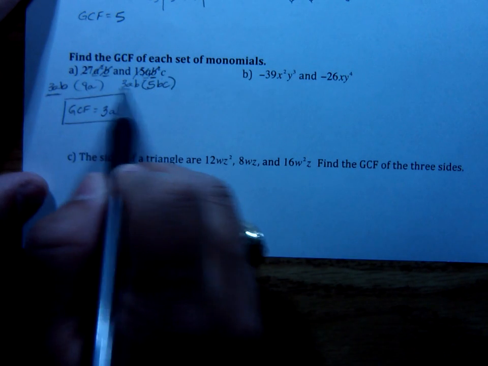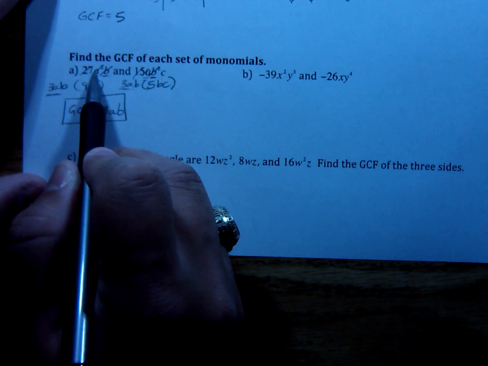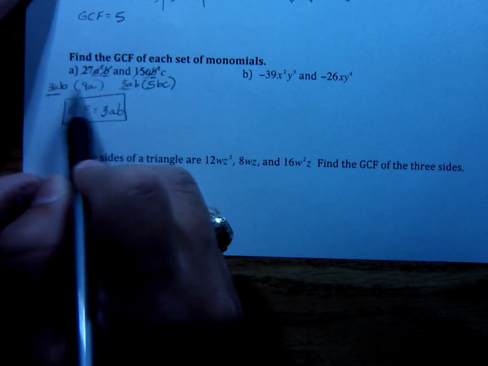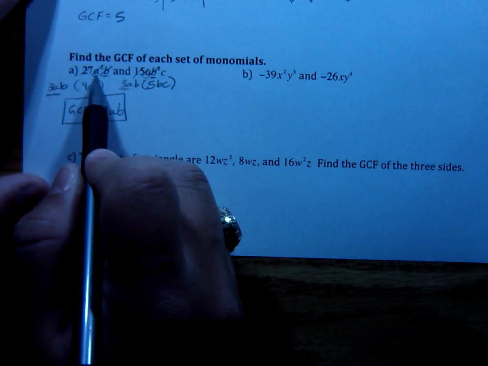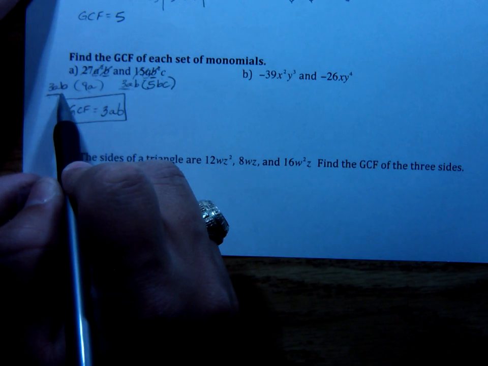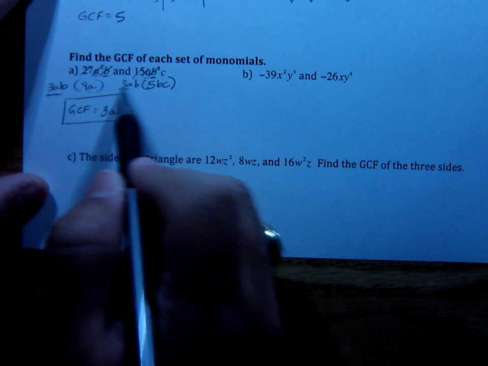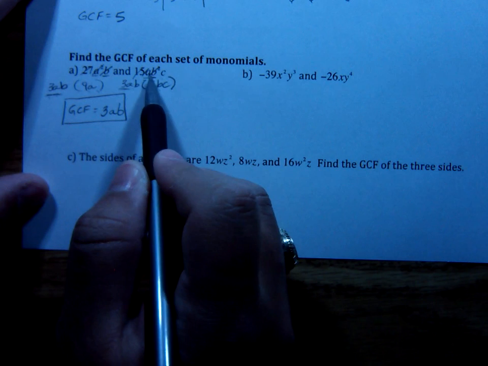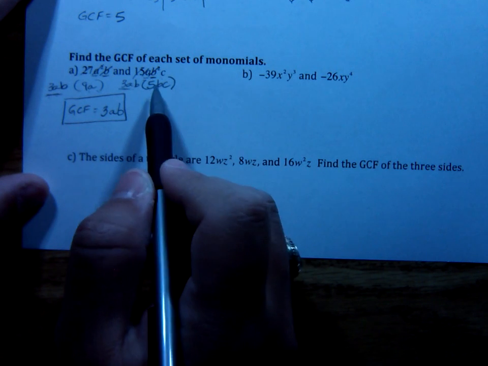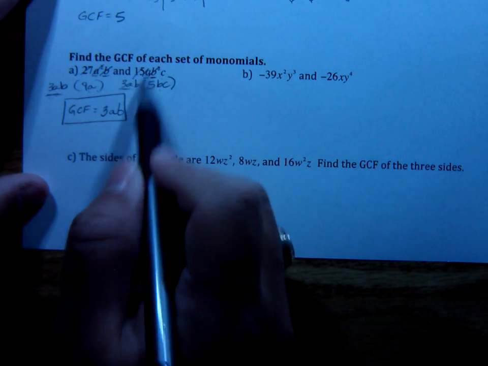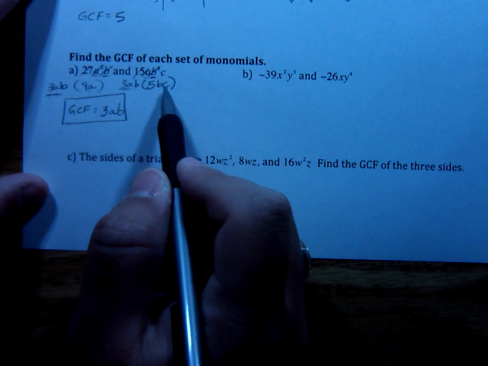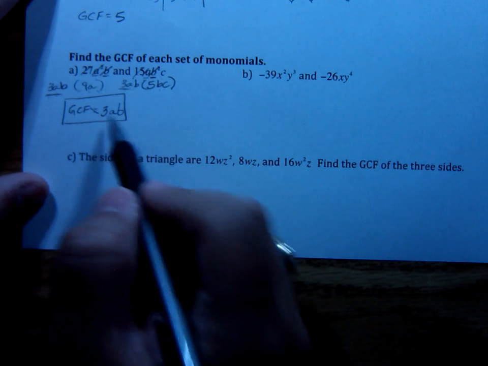If I multiply this times this, will it give me this? So 3 times 9 is 27. A times A is A squared. B just comes in. That's B. 3 times 5 is 15. A times A just goes up. Sorry, B times B is B squared. And then C just goes up. So that's what we're really going to be doing later on.